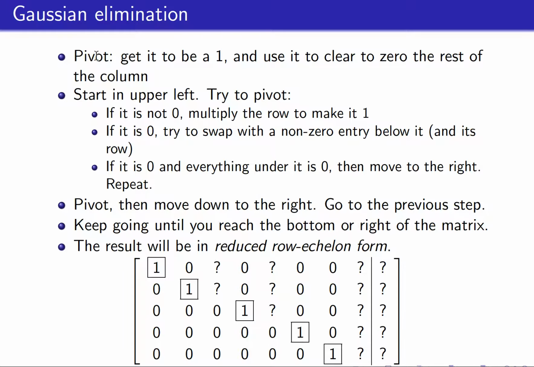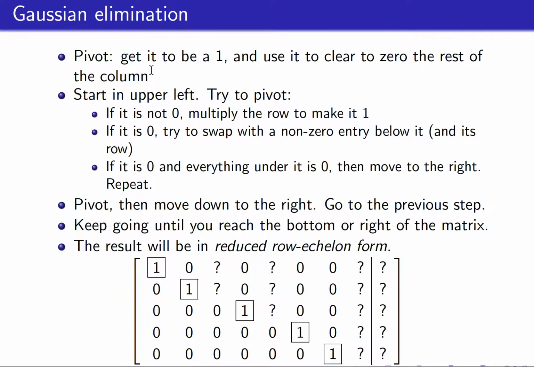To pivot means to get it to be a 1 and use it to clear to 0 the rest of the column. Now, as we know, pivots are a little bit complicated. If it's non-zero, we multiply the row to make it a 1. If it is 0, you try to swap it with the non-zero entry below it, and of course, swap the entire row, not just the entry. And then maybe you have to do this again. If it's 0 and everything under it is 0, then move to the right and give up trying to make that a pivot. And then keep on going.